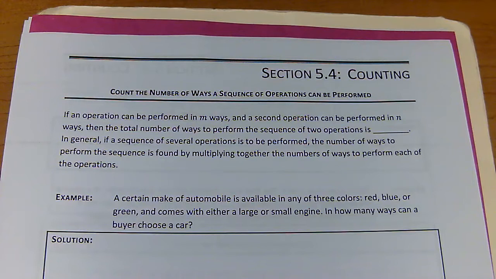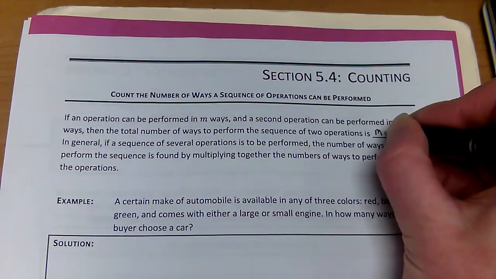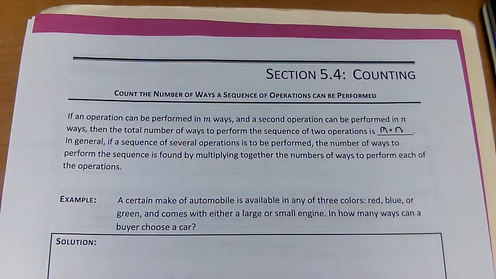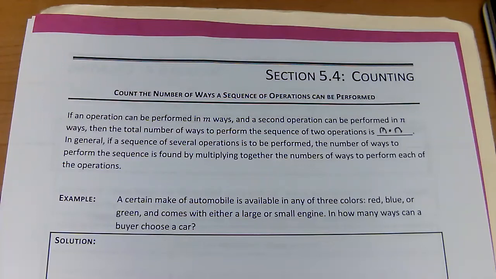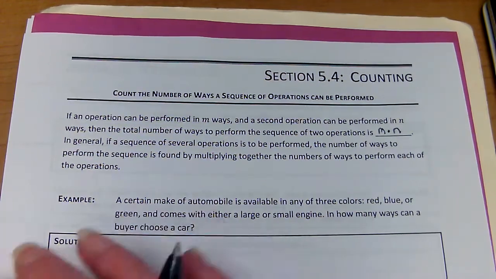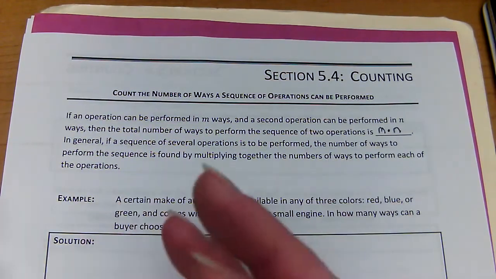If an operation can be performed in m number of ways, and a second operation can be performed in n ways, then the total number of ways to perform the sequence of two operations is m times n. In general, if a sequence of several operations is to be performed, the number of ways to perform the sequence is found by multiplying together the number of ways to perform each operation. So this is a good way to find your sample space and find the number of ways something can happen.